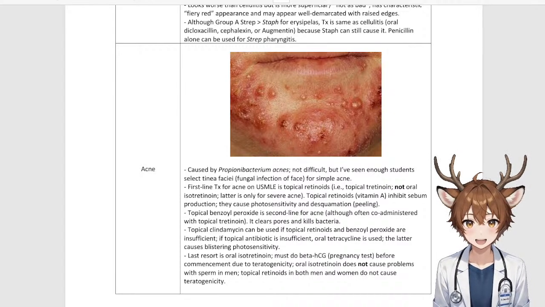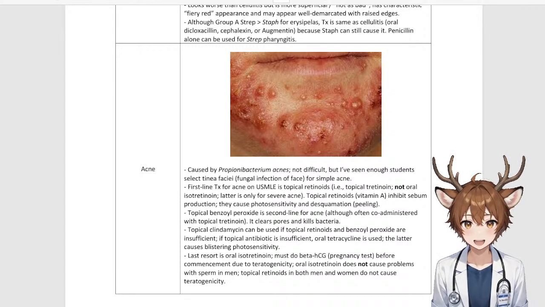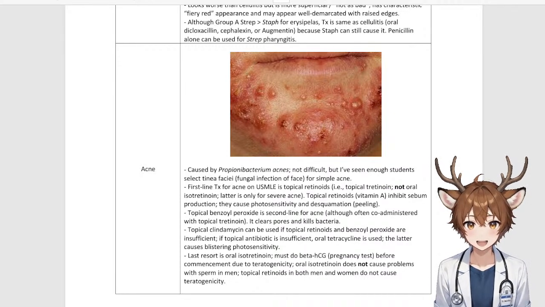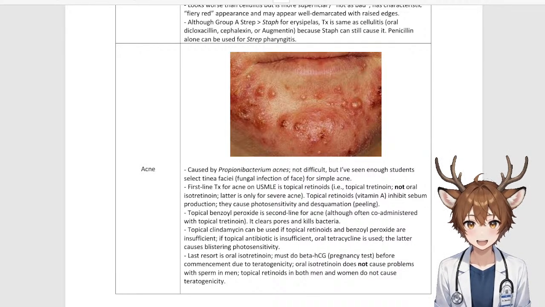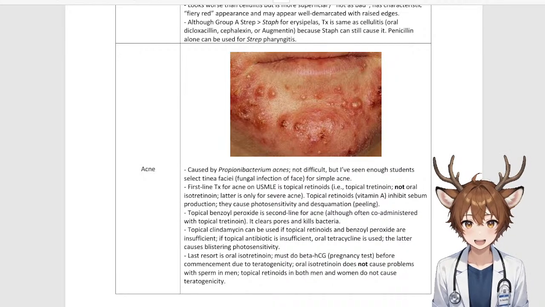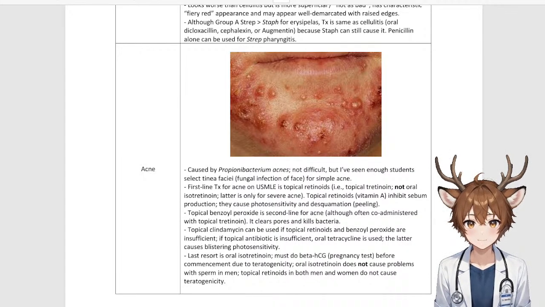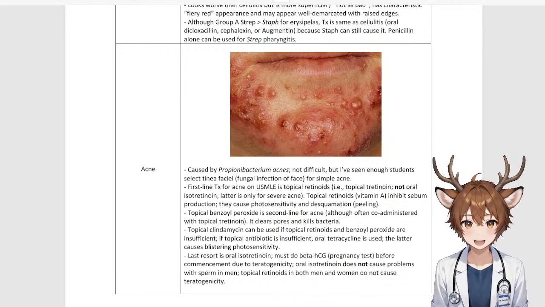If topical antibiotics are insufficient, oral tetracycline is used. The latter can cause blistering photosensitivity. Last resort is oral isotretinoin. Must do a beta-hCG pregnancy test before commencement due to the teratogenicity. That's something you have to be aware of, teratogenicity.